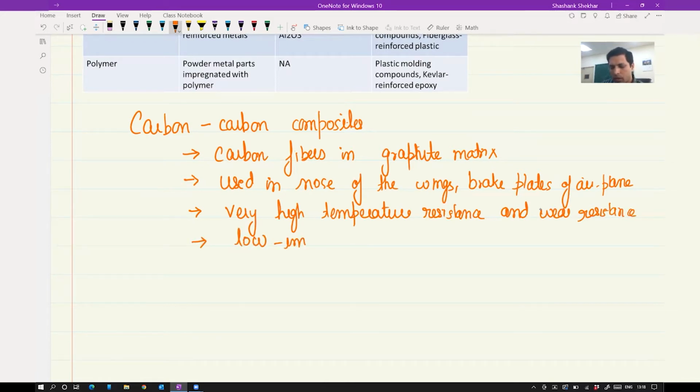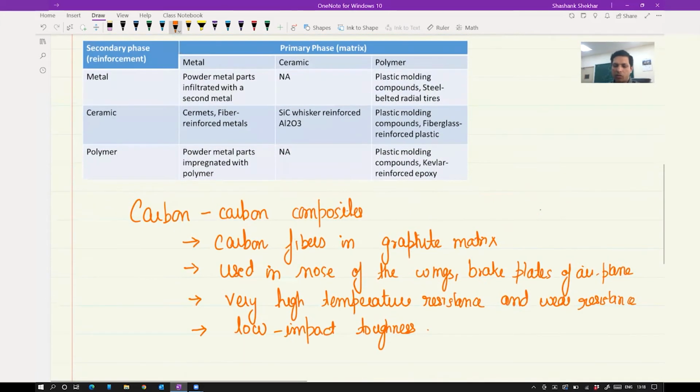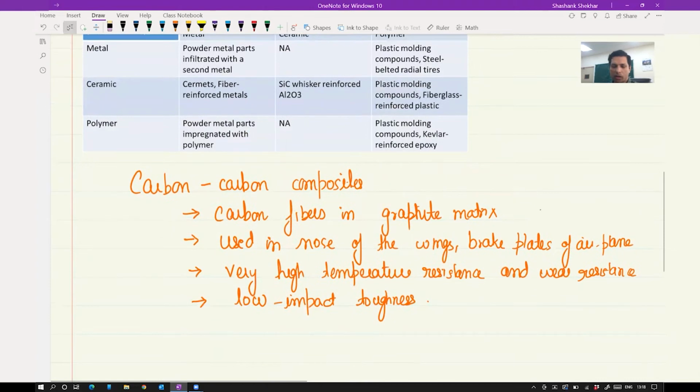So as long as the impact is low, then it has good toughness. But at very high impacts, they don't have good toughness. So there are limitations, apart from these some very good characteristics. So this is a classification of composites based on the type of material being used.